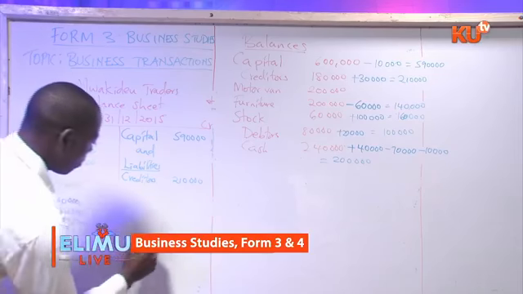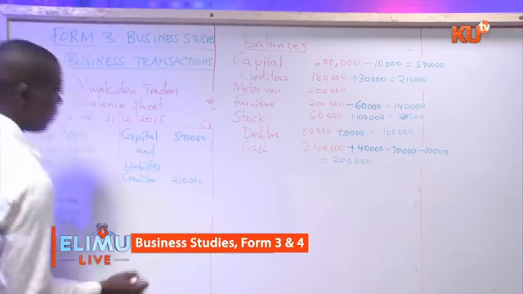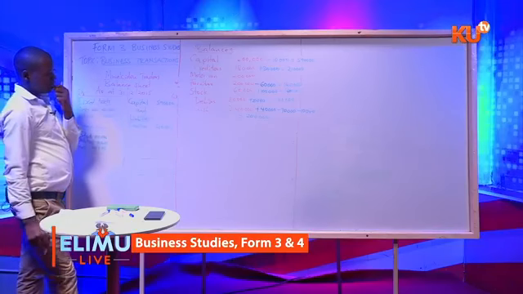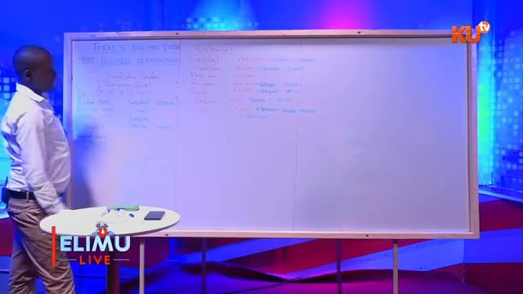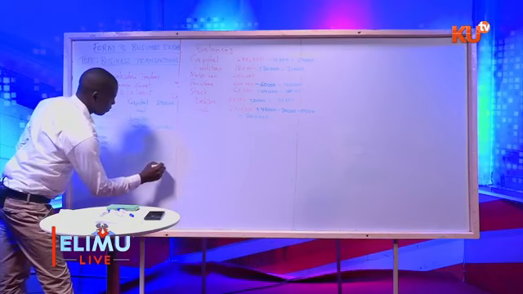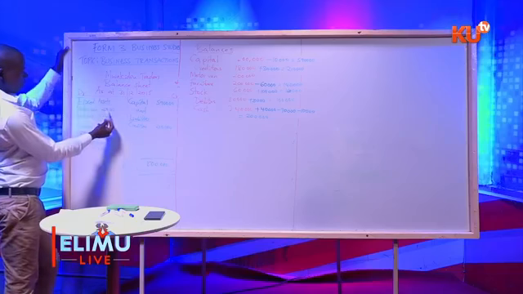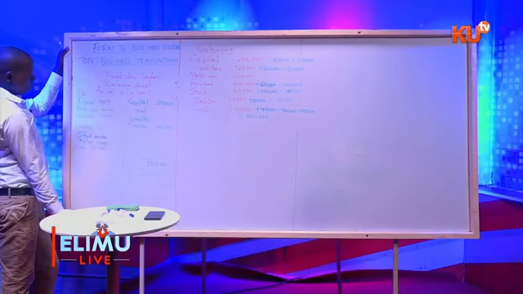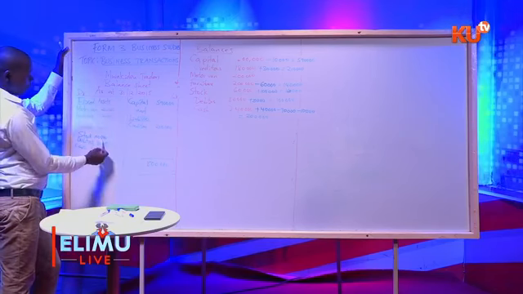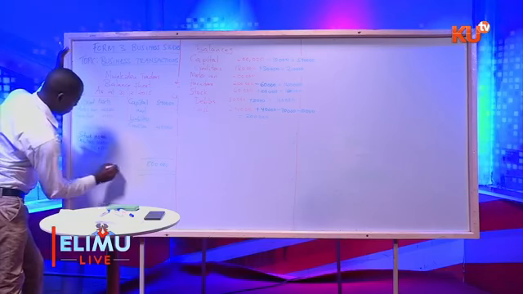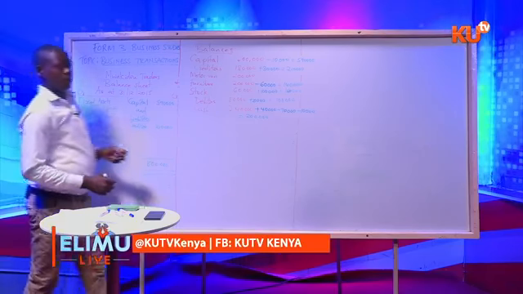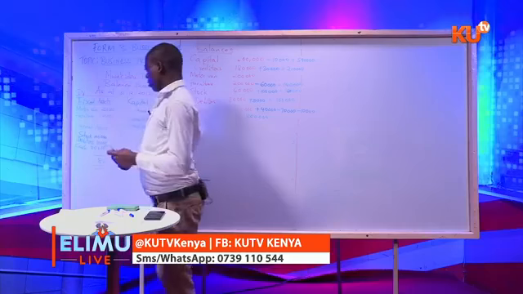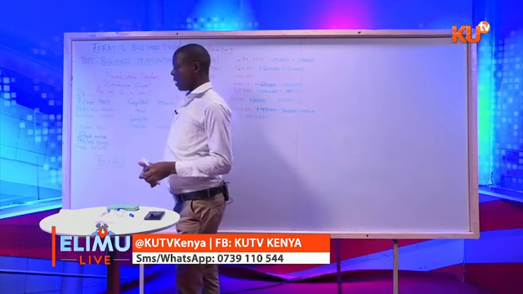So let's see the totals on both sides. 210 plus 590 gives us 800,000. On this side, 200 plus 140, 340, 400, 500, 600, 800. So the totals have balanced. Our balance sheet has the same totals on the DR side and the CR side.